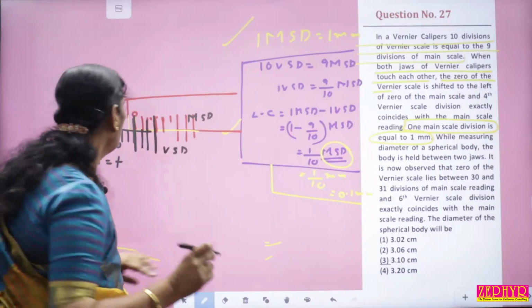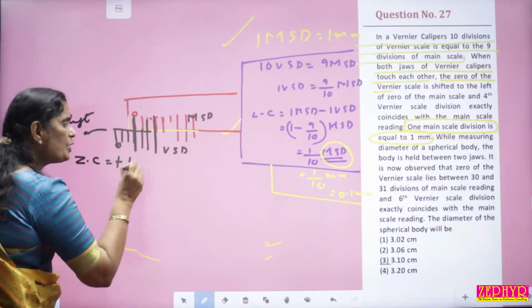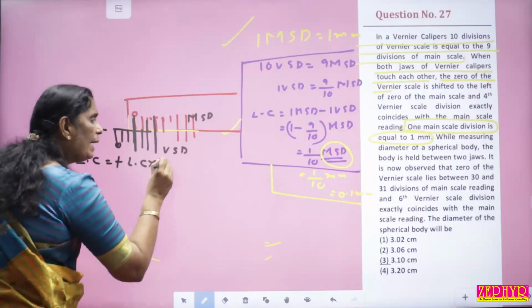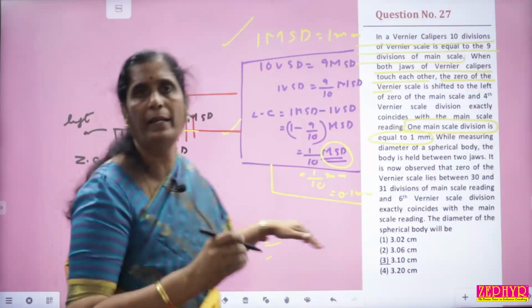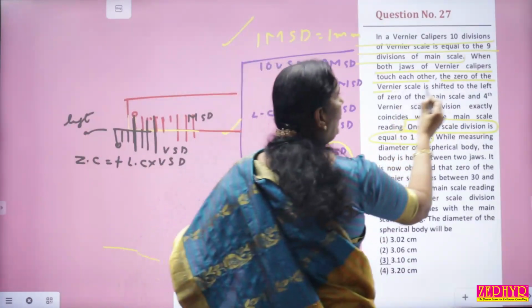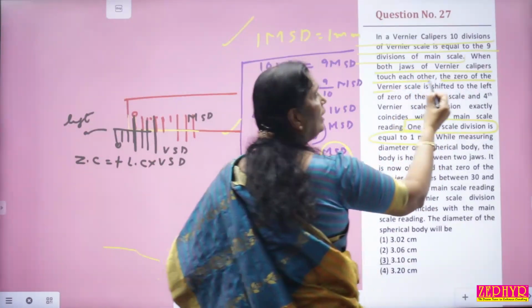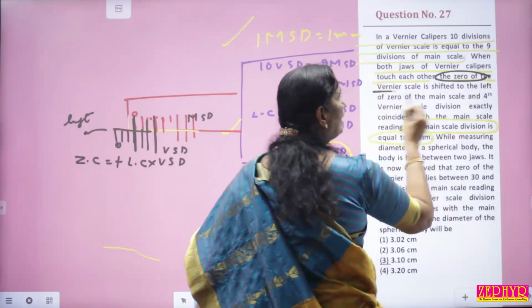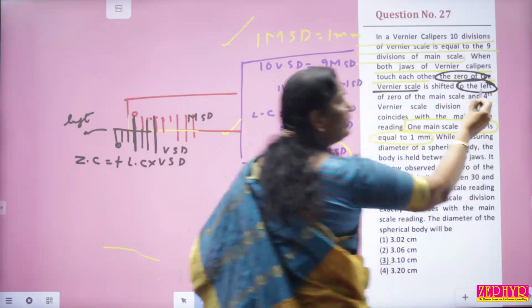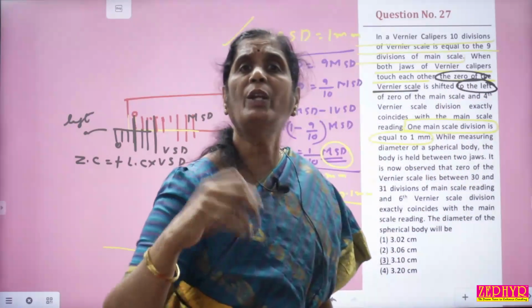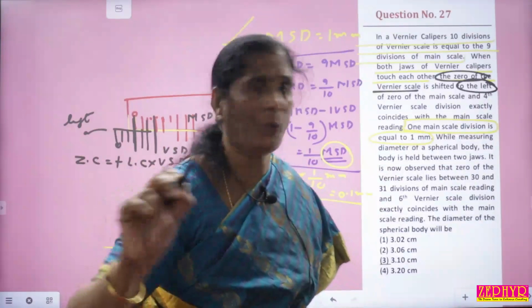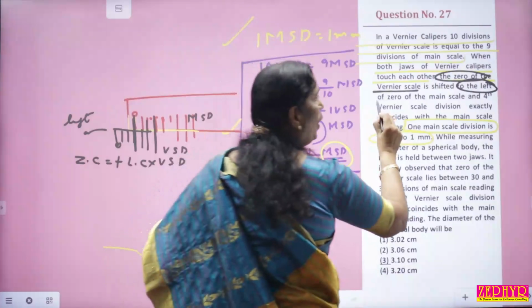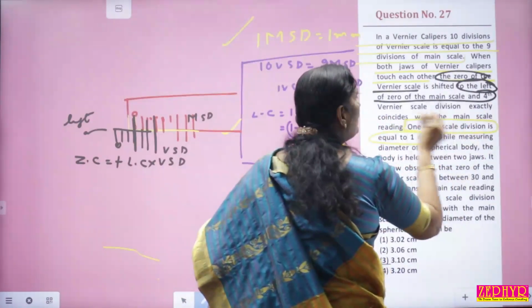Okay. Yes, that's least count into the linear scale coincidence, the linear scale coincidence with the main scale. That's what they are telling. Read it. So when the two jaws are together, the zero of the linear scale is shifted to the left. Left means zero correction will be positive. Right means zero correction will be negative. Okay, left, so positive. And the fourth division coincides.